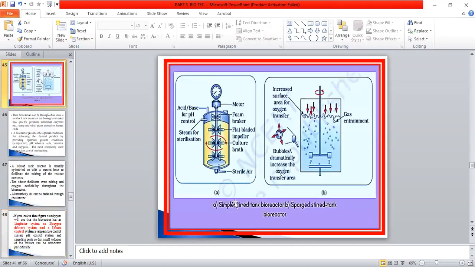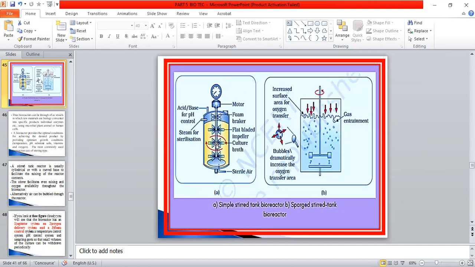See the comparison between the simple stirred tank bioreactor and the sparged stirred tank bioreactor. These two reactors have been given. One is called a simple stirred tank, and another one is called a sparged stirred tank. Comparatively, what are these two? Here there is a small blade only on both sides, but here at each step there is a blade. A flat blade is also there.